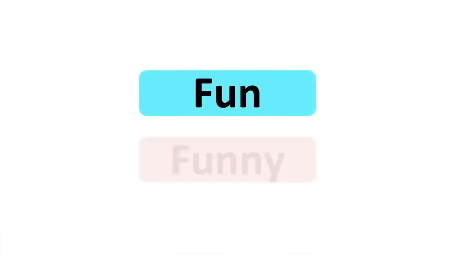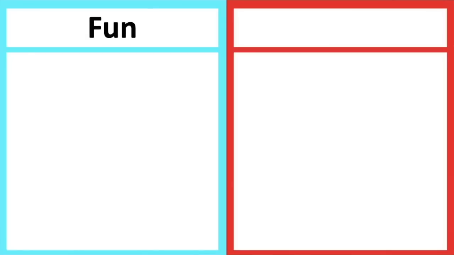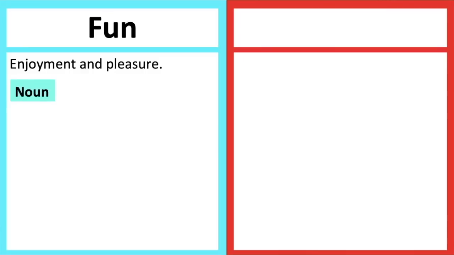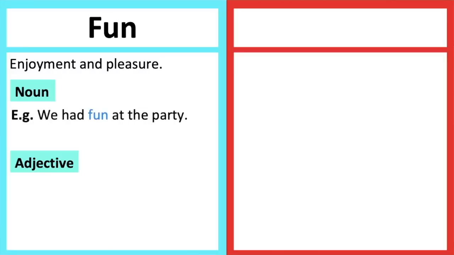Fun, funny. Fun. Fun means enjoyment and pleasure. It can be used as a noun to refer to enjoyment or a good time, and it can be used as an adjective to describe something that is enjoyable. For example, we had fun at the party. Here, I'm saying that we had an enjoyable time at the party. It was a fun party. Here, I'm describing the party as being fun.